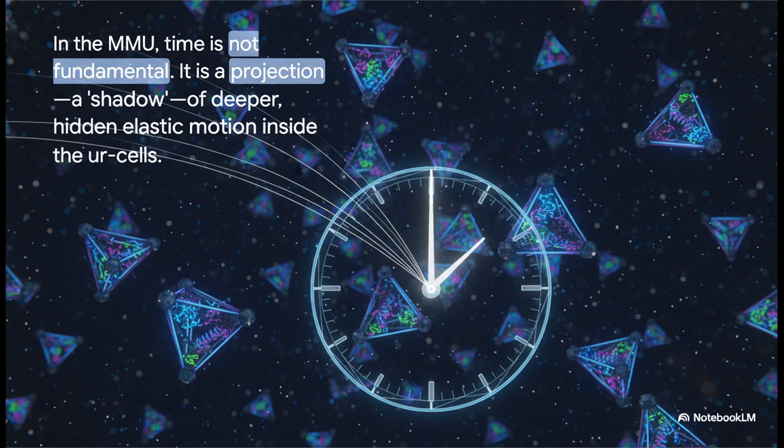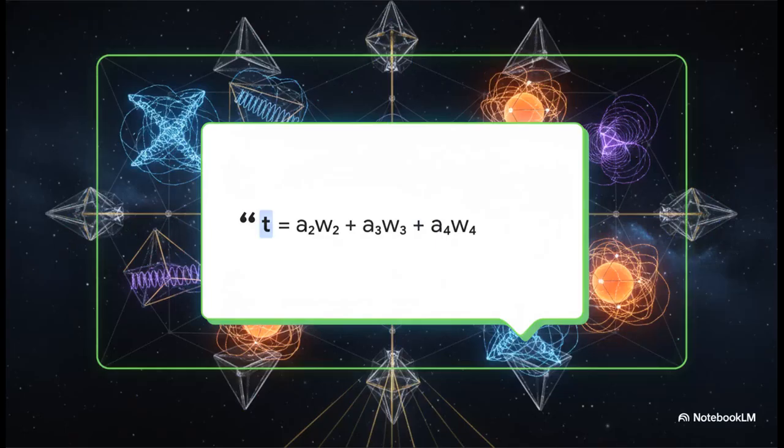And here's the mind-blowing part. In the MMU, time isn't fundamental at all. It's an emergent property. That steady, reliable tick-tock of a clock, it's actually just the observable projection, the shadow, if you will, of all that complex, hidden, elastic motion happening deep inside the cells. The theory even gives us a formula for it. What we see as time, T, is actually a specific mix of those hidden electric, twisting, and volume-changing motions. It's almost like a recipe for how to cook up time itself from the basic geometry of space.